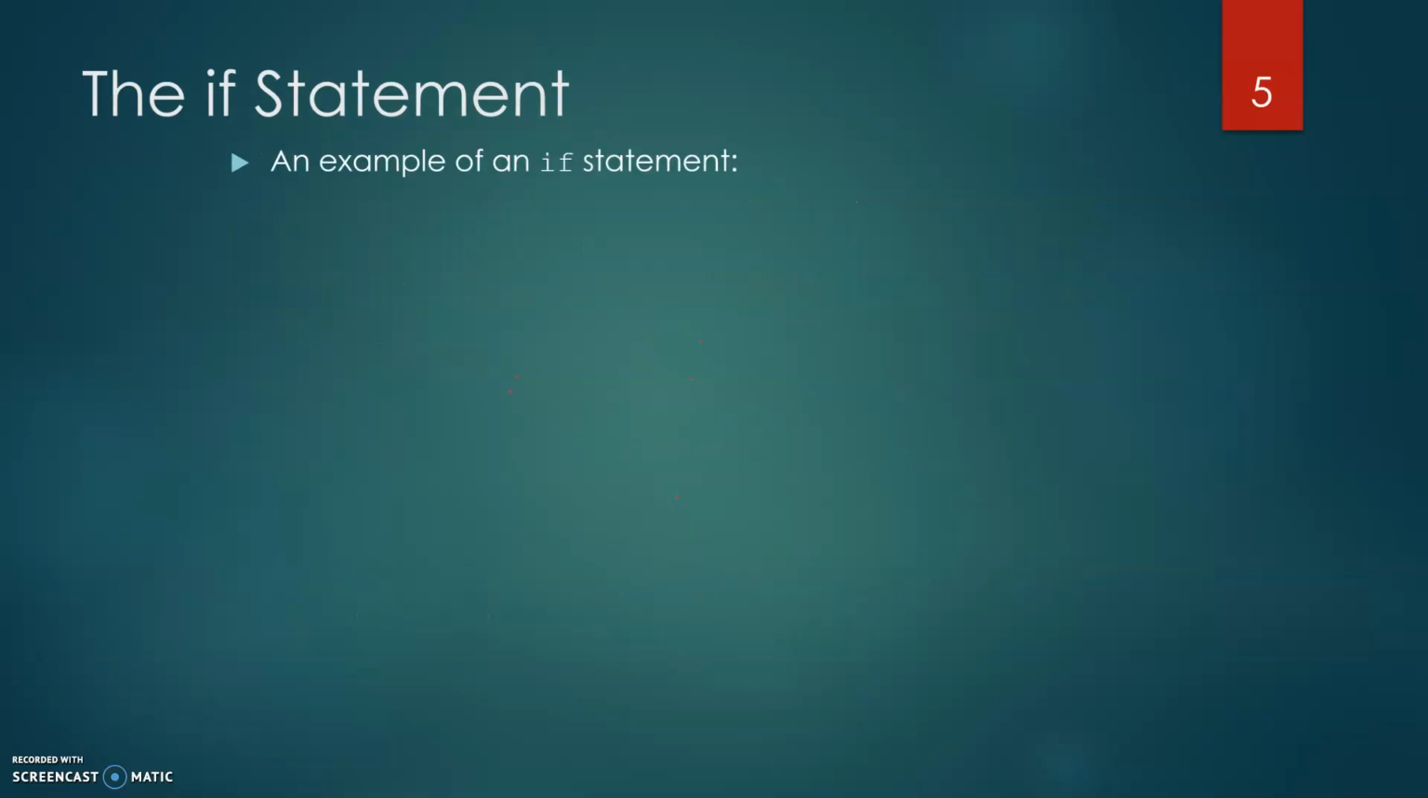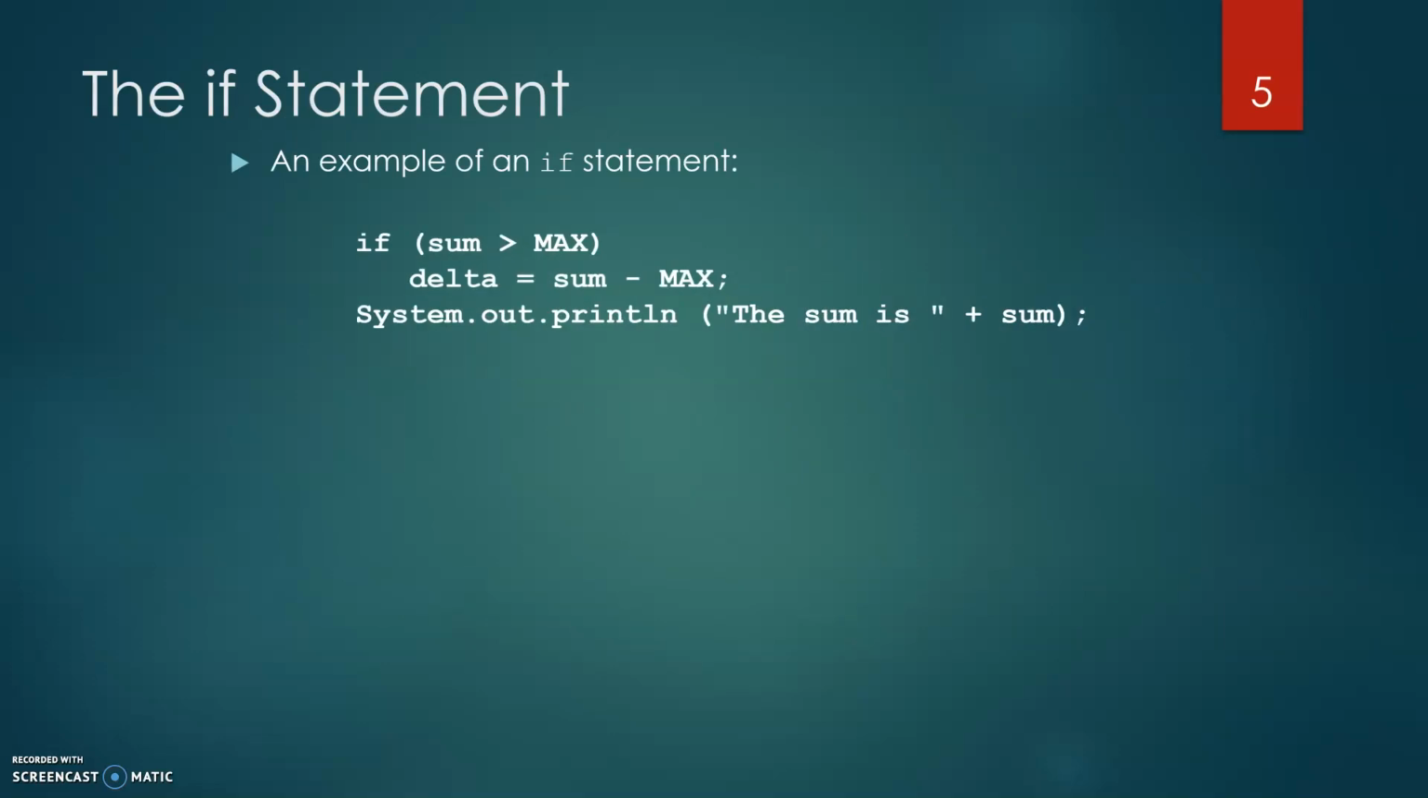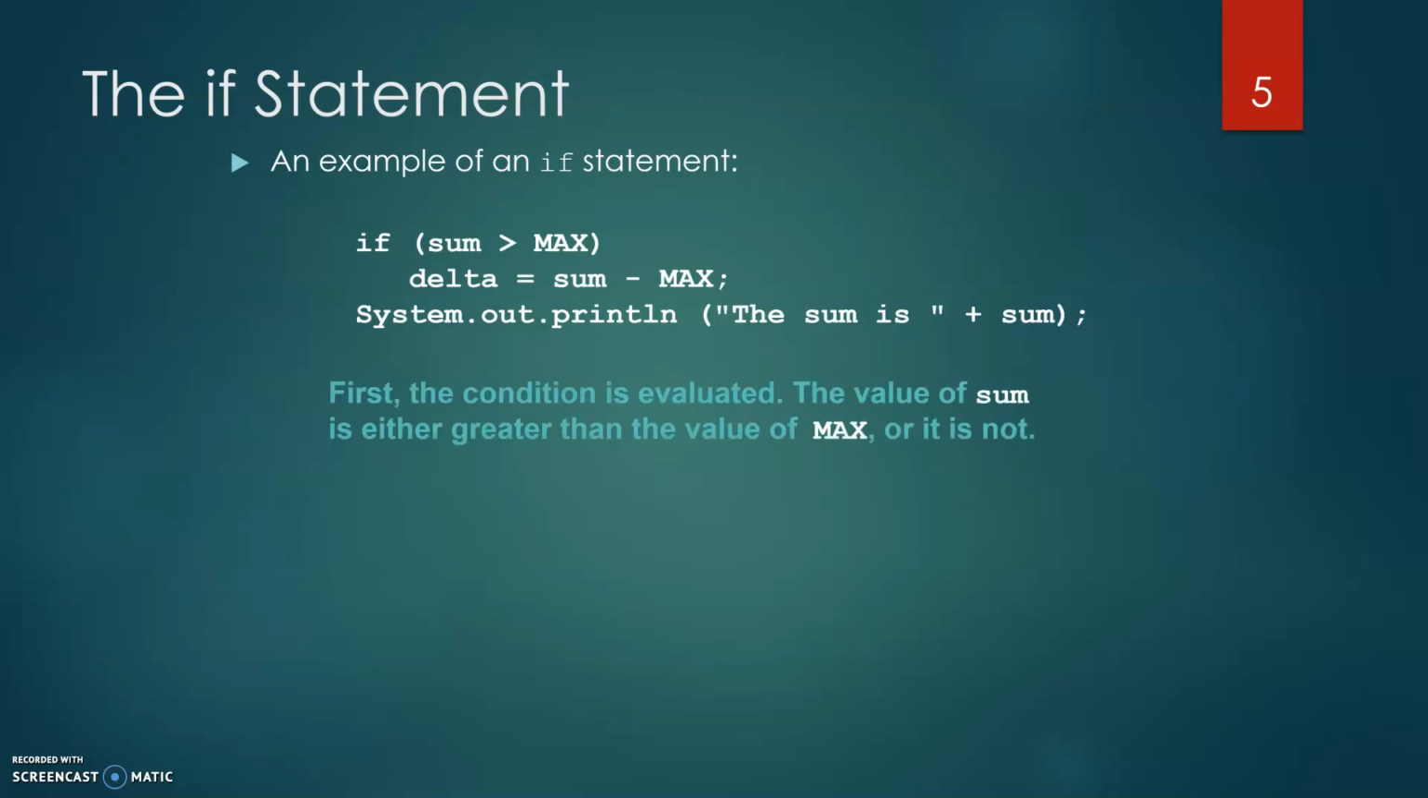Here's an example of an if statement. If sum is greater than max, then we'll subtract max from sum and assign it to delta. If sum is not greater than max, then we will skip the assignment statement here. Either way, we are going to print out "the sum is" plus the sum.